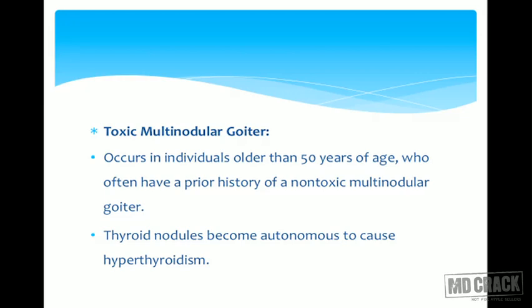When patients who previously had non-toxic multinodular goiter get into hyperthyroidism, the nodules become autonomous to cause hyperthyroidism. Earlier they are non-toxic euthyroid multinodular goiter, but some of the nodules become autonomous. They respond more to TSH stimulation and they start producing more T4, T3. So they lead to hyperthyroidism.